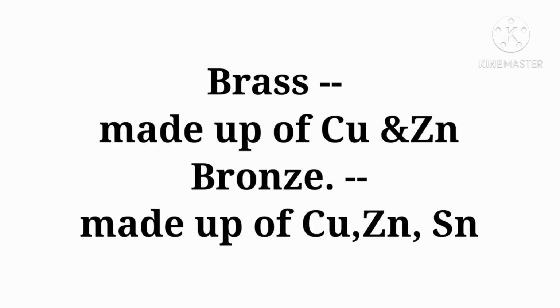Now the most important alloys which are generally used are the alloys of copper and zinc. The first one is brass and the second one is bronze. Brass is made up of the two metals copper and zinc, and bronze is made up of copper, zinc and also tin. It is a mixture of three elements: copper, zinc and tin. They are used for making different types of coins and utensils, electrical instruments, etc.